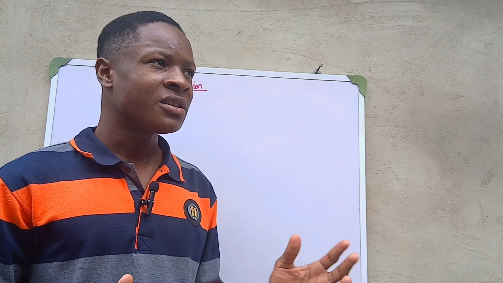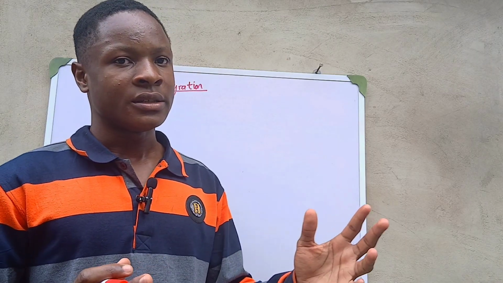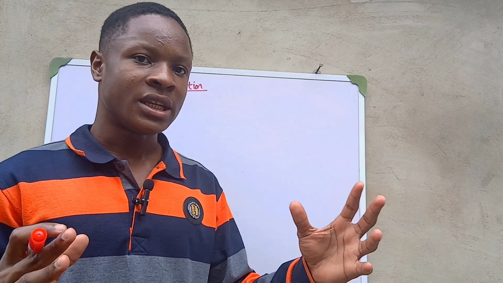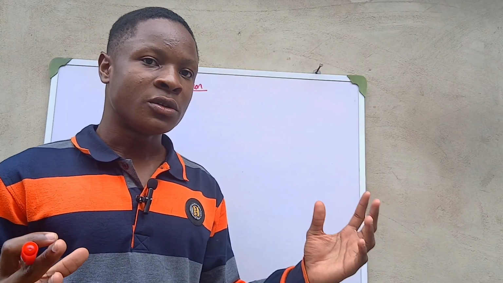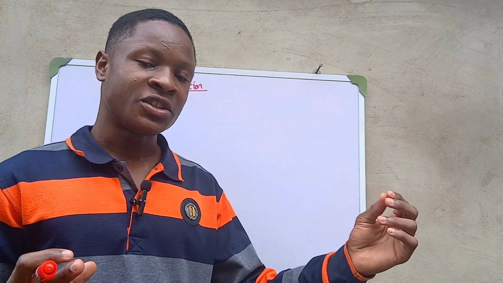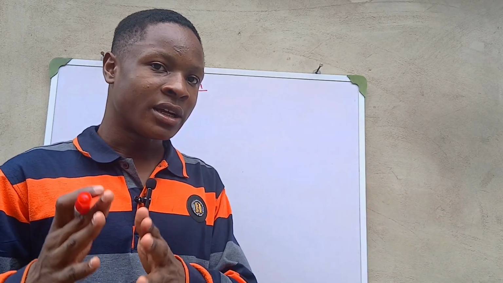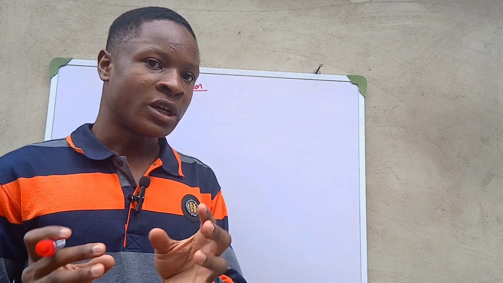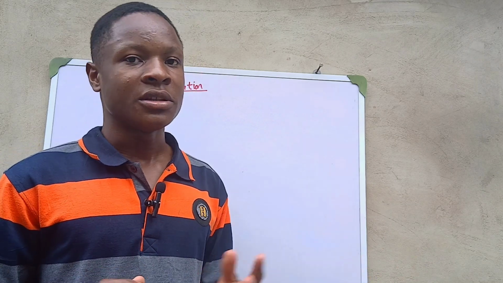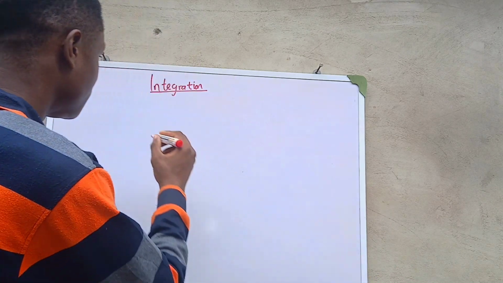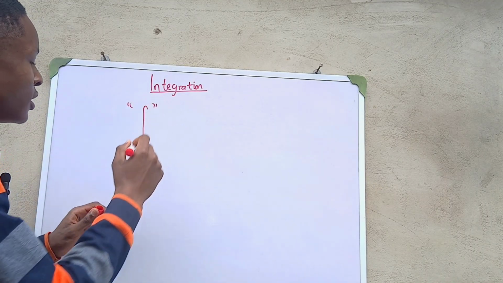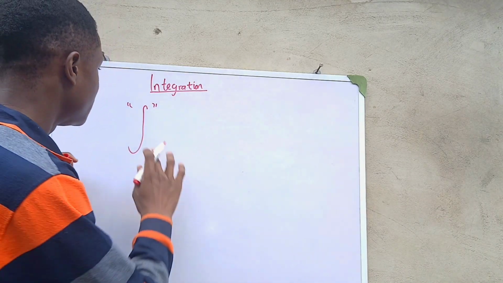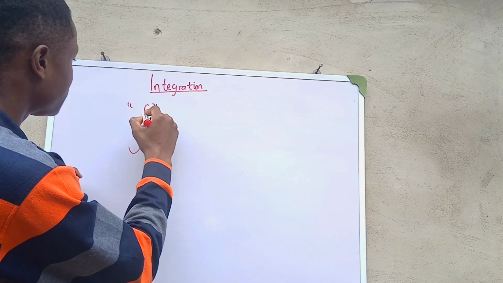Now integration can be used in different ways. It can be used in summing up something to form a whole. The opposite goes for differentiation. That differentiation can be used in breaking down something that is a whole into smaller parts. Integration can be denoted by this symbol. So anytime you see this symbol, it means that you're asked to integrate.